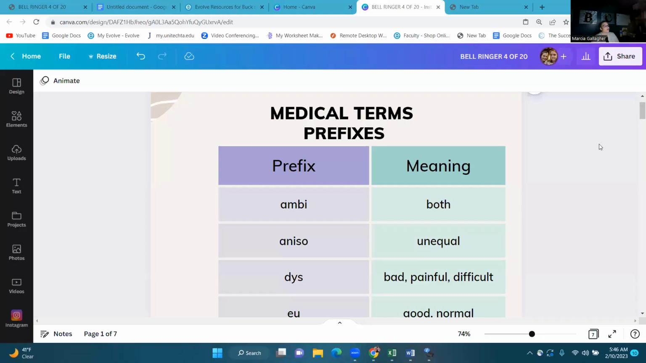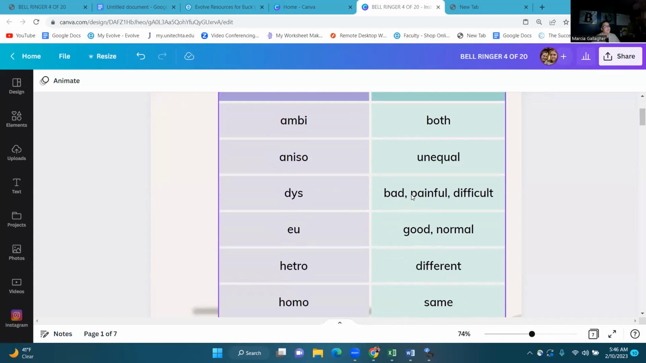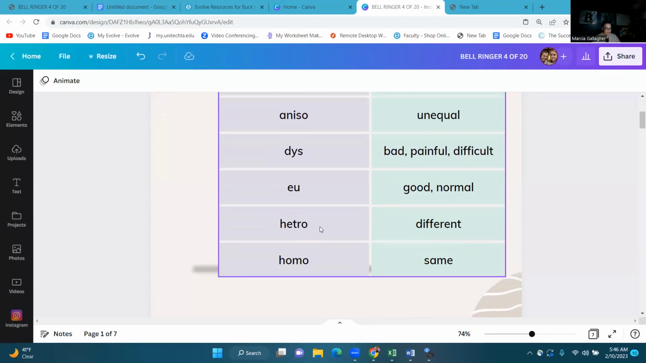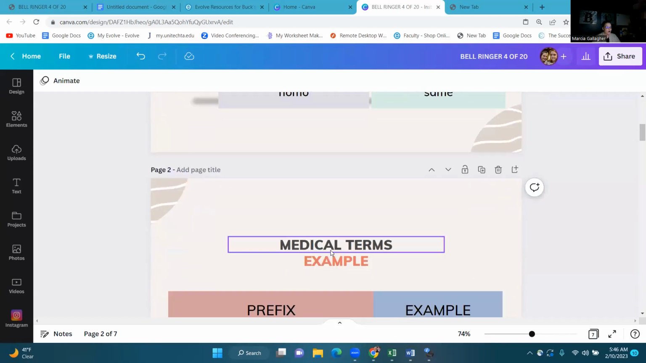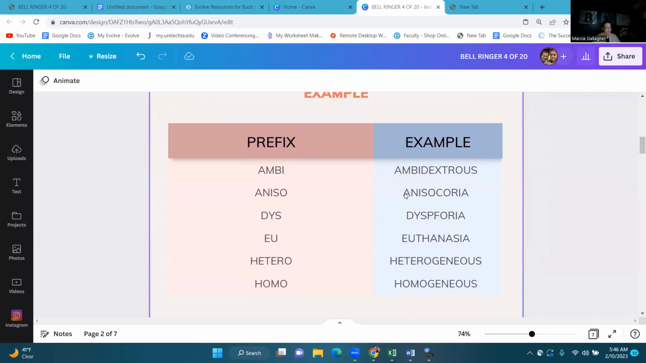All right, so it's going to be prefix with their meaning. Ambi means both. Aniso means unequal. Dys means bad, painful, or difficult. Eu means good or normal. Hetero means different. Homo means the same. So let's take a second to go over the prefix and some examples.